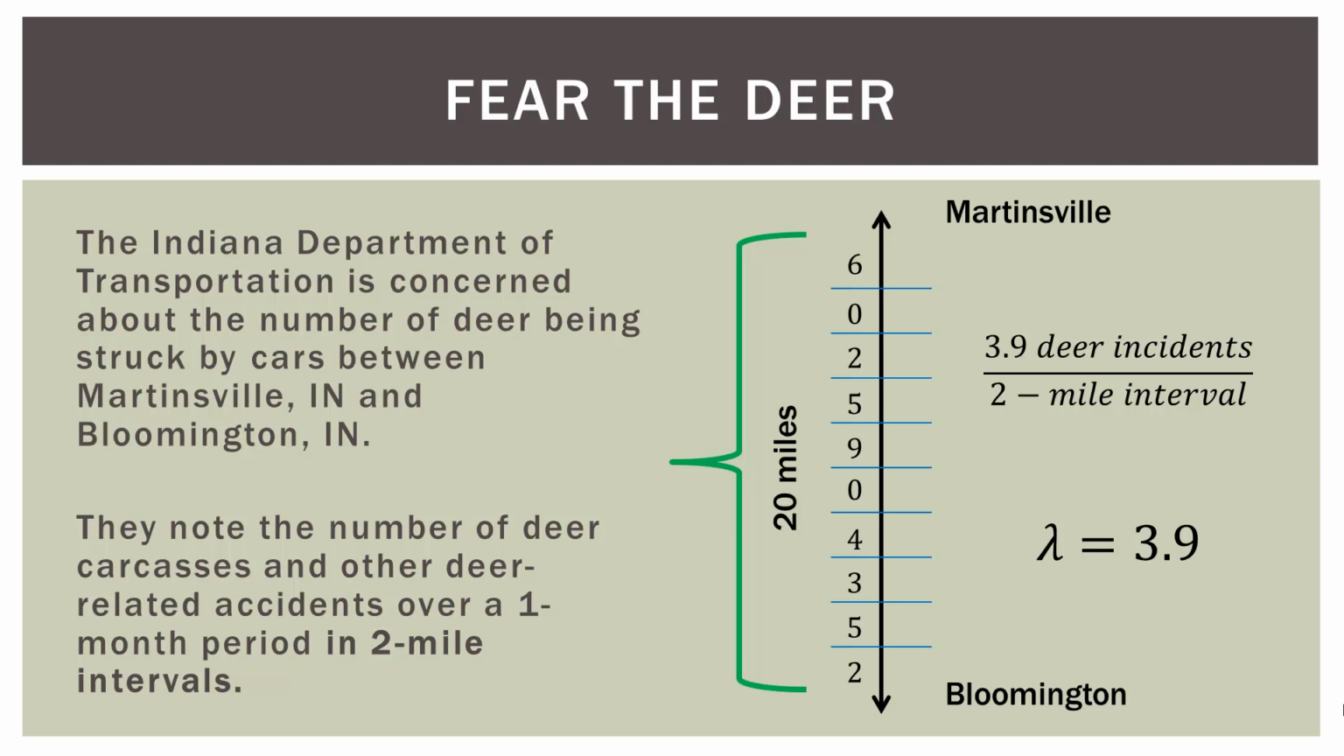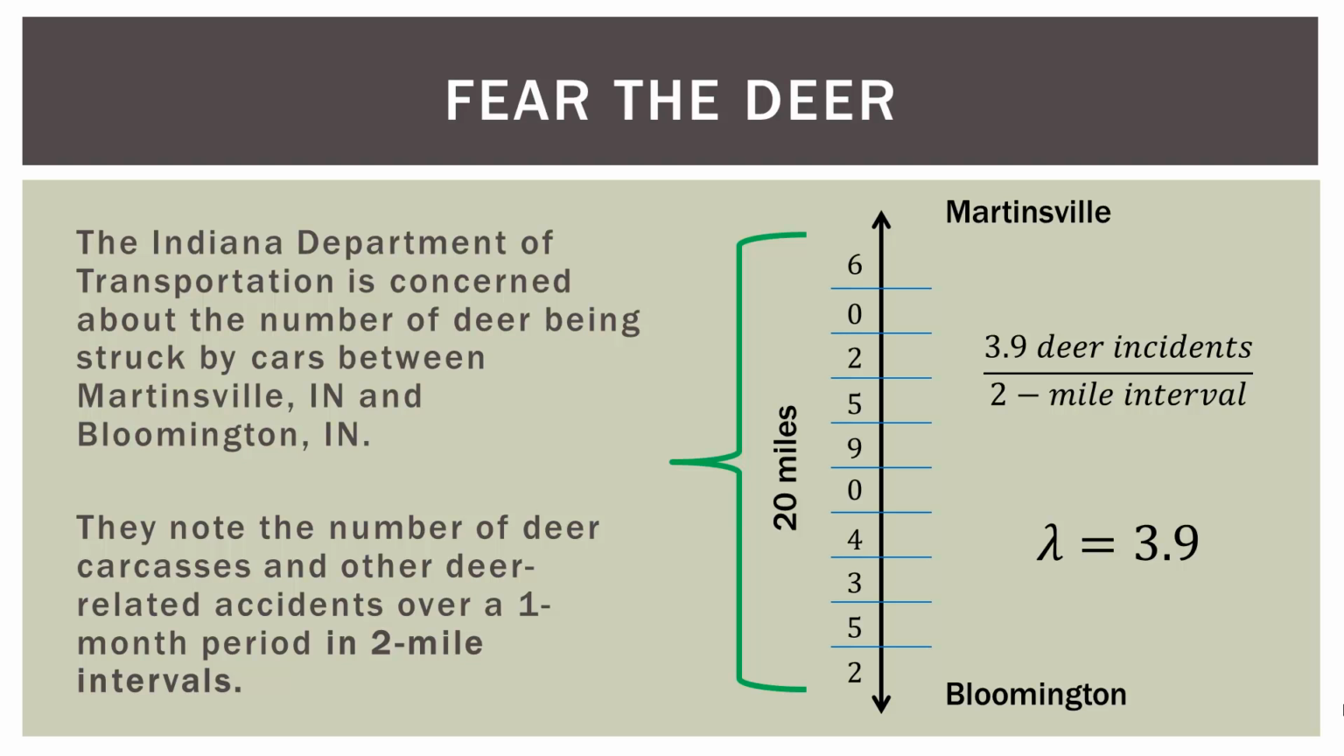So when we do subsequent problems, or as we answer subsequent questions about this, the lambda we're going to use is 3.9. So during any 2-mile stretch of Route 37, we would expect over this 1-month period to have 3.9 deer incidents in that 2-mile range.